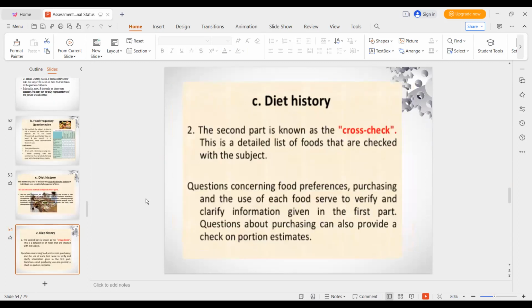Next is diet history. The second part is known as the cross check. This is a detailed list of foods that are checked with the subject. Questions concerning food preference, purchasing, and the use of each food served to verify and clarify information given in the first part. Questions about purchasing can also provide a check on portion estimation.